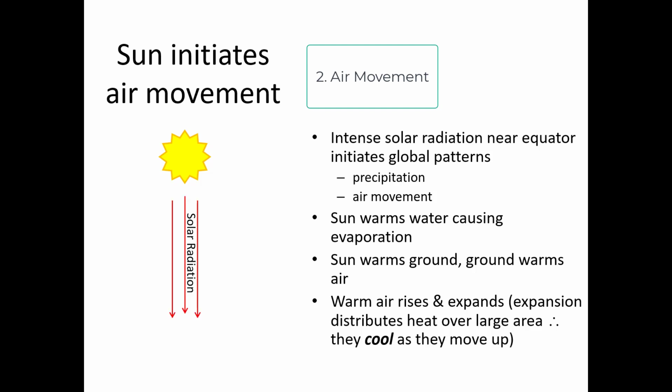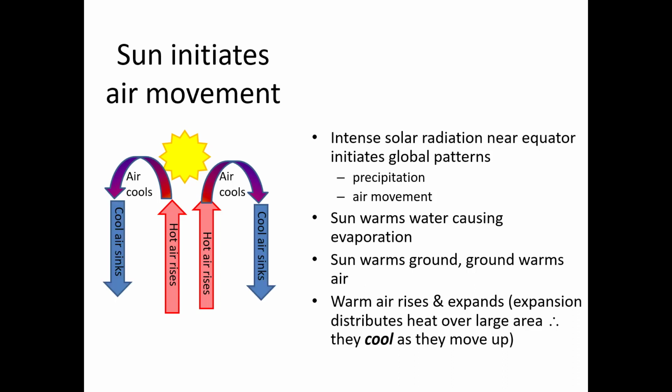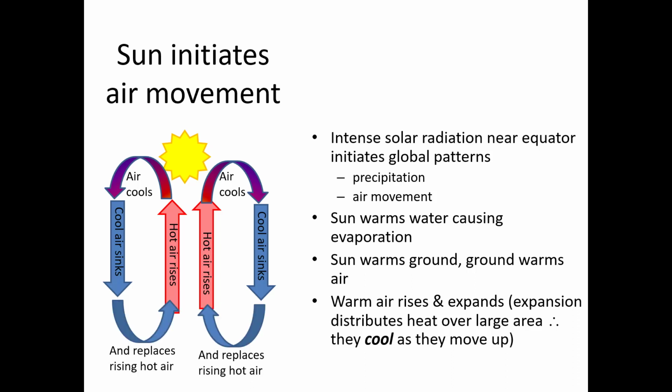You have the sun directly overhead bringing down solar radiation. That solar radiation is going to warm the ground, and as the ground warms, it will warm the air nearby. Warm air is going to rise. And as hot air rises, it's going to expand. That expansion is going to distribute the heat over a large area. That's also going to cause the air to cool. And as it cools, it's going to descend. As it sinks, it's going to go into these new locations because it can't sink directly over where it rose, because there's still more hot air rising up. So you see it distributed farther away, and then it's going to replace the rising hot air.